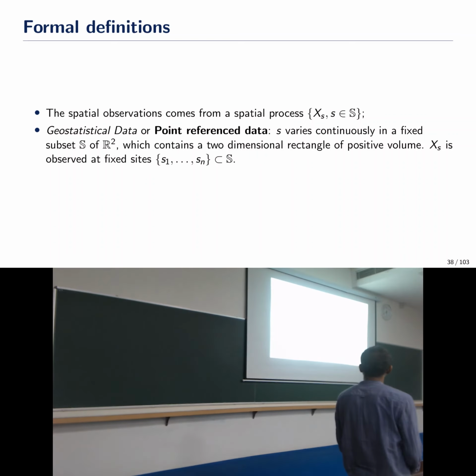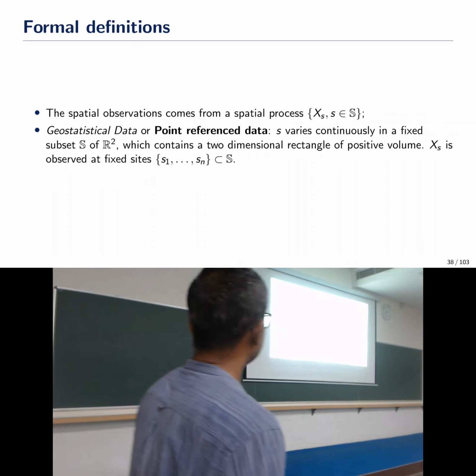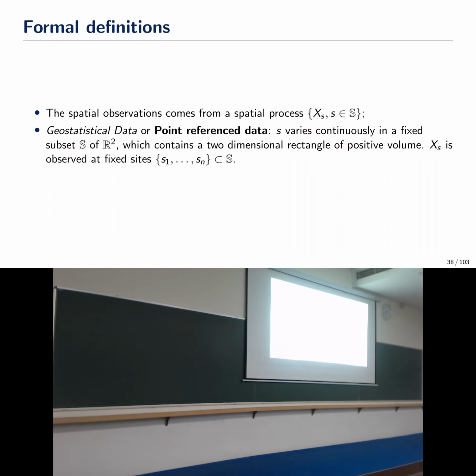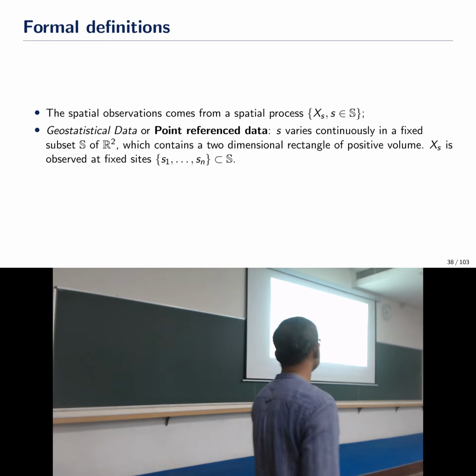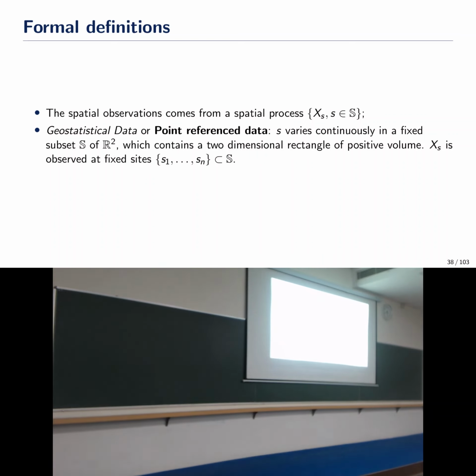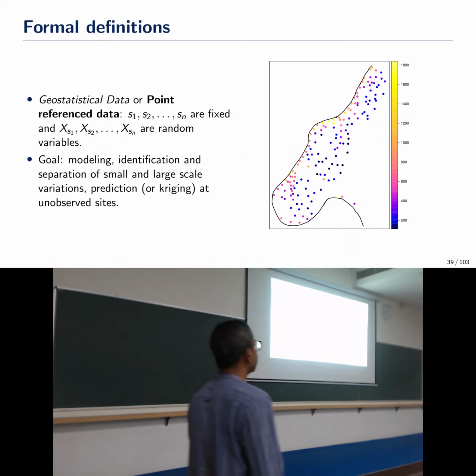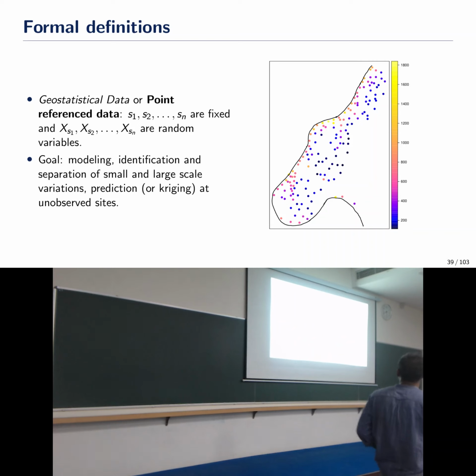In geostatistical data, we assume that this S varies continuously over this capital S, or this script S, which is a subset of R2 and contains a rectangle with positive volume, so that you can move freely within it. That's what geostatistical data is. What is important, I repeat, is that the locations, the sites, are fixed, while the values you observe are random. That's an example. I repeatedly give this example because we are going to come back to it.